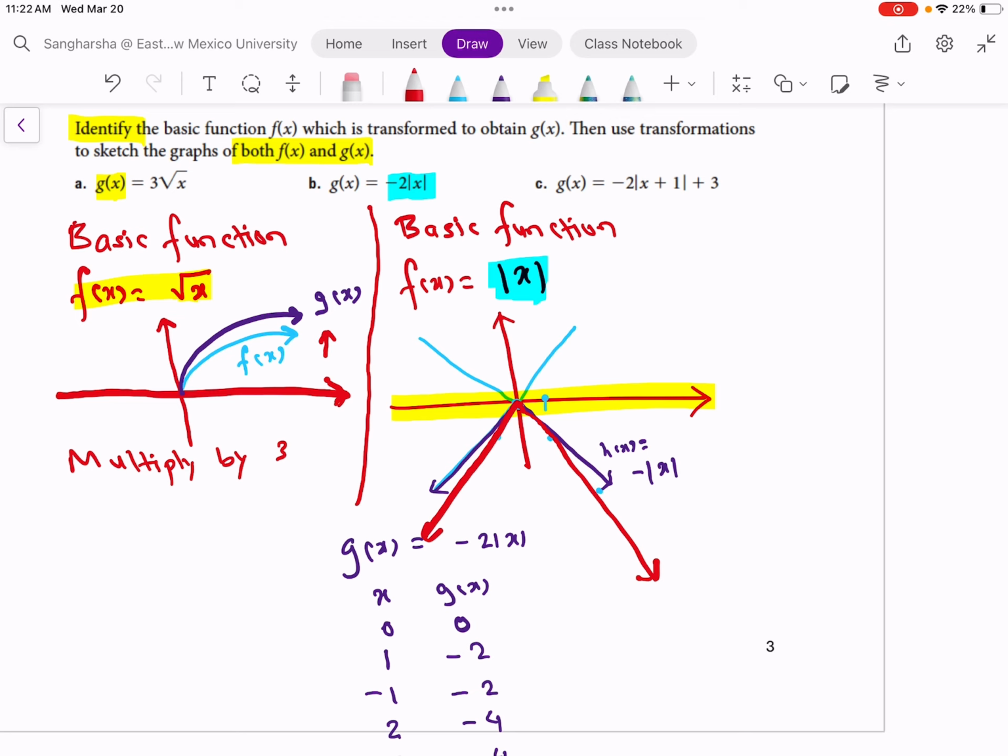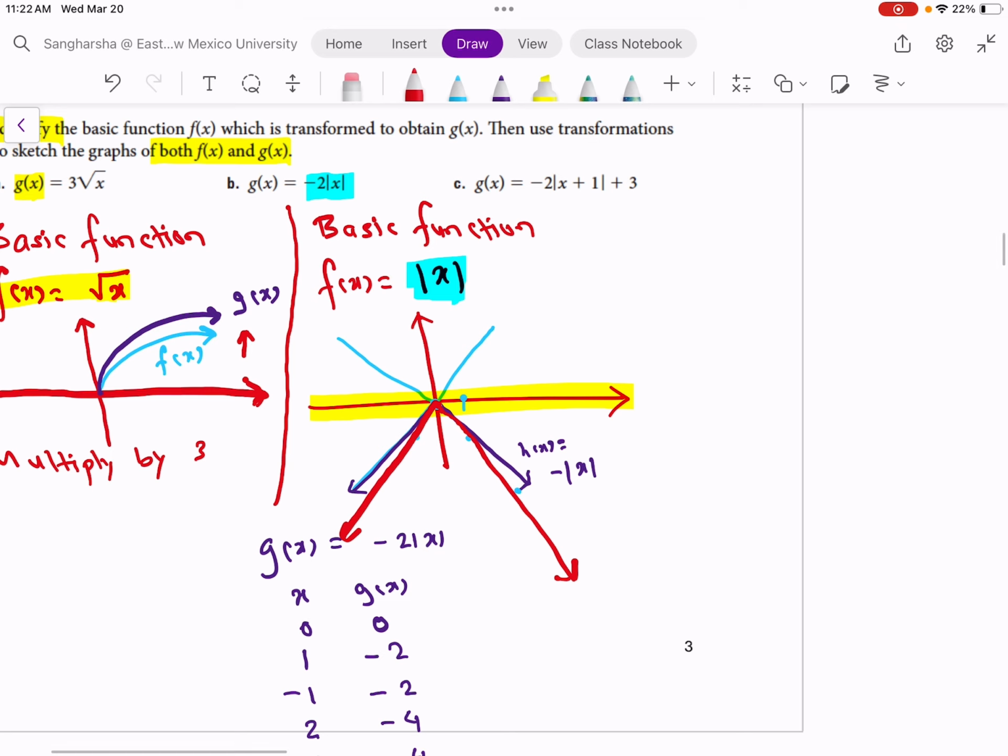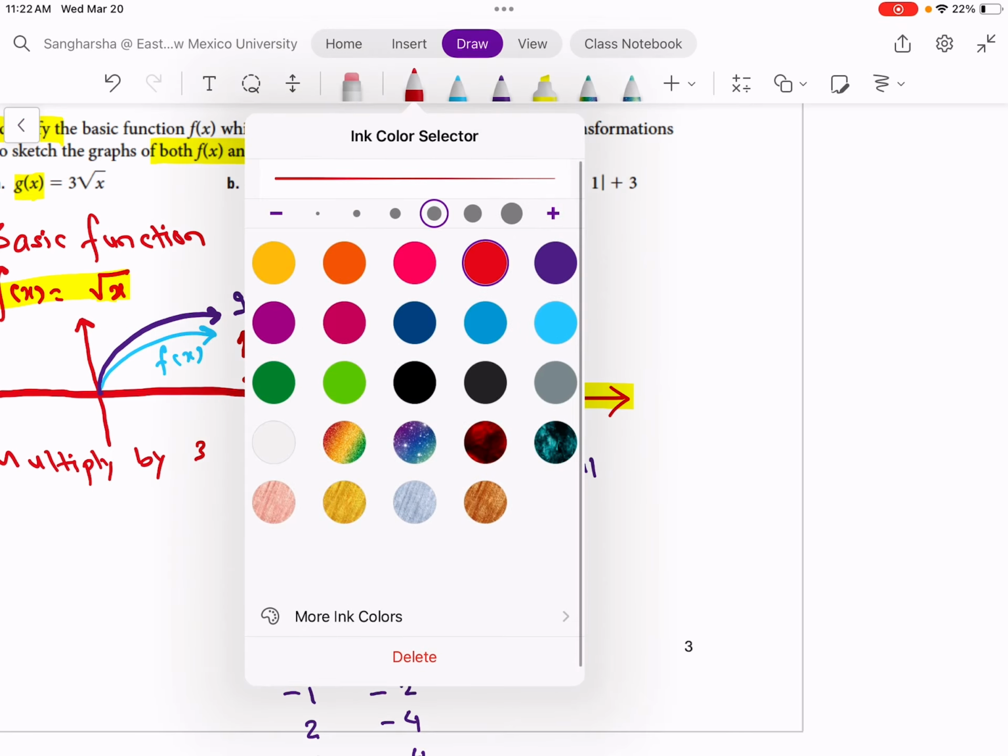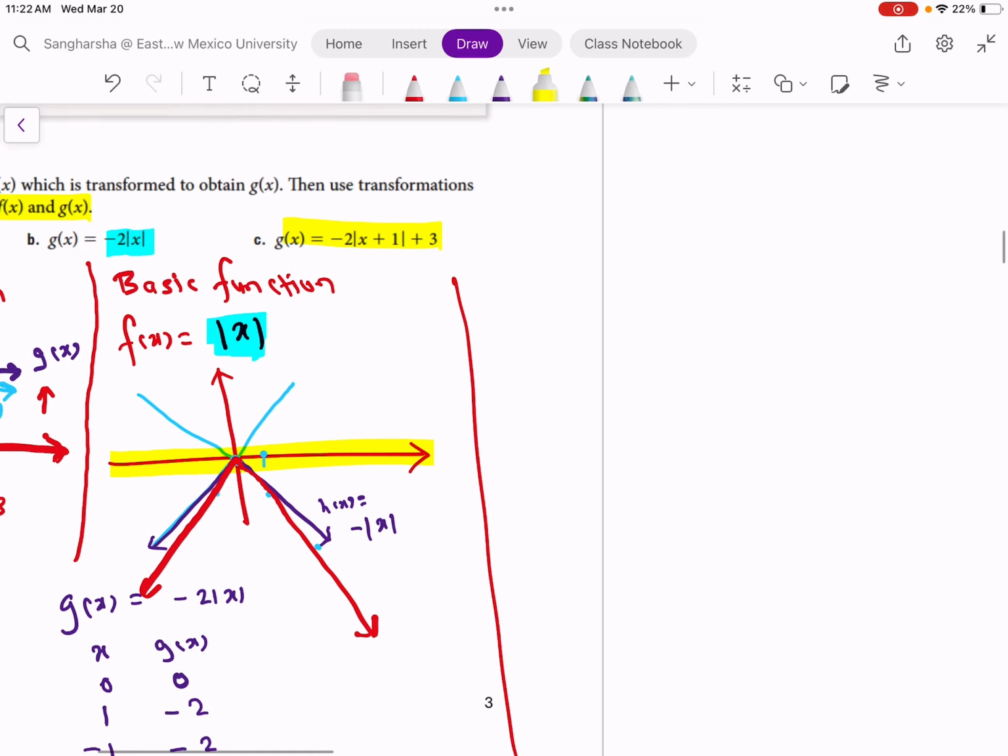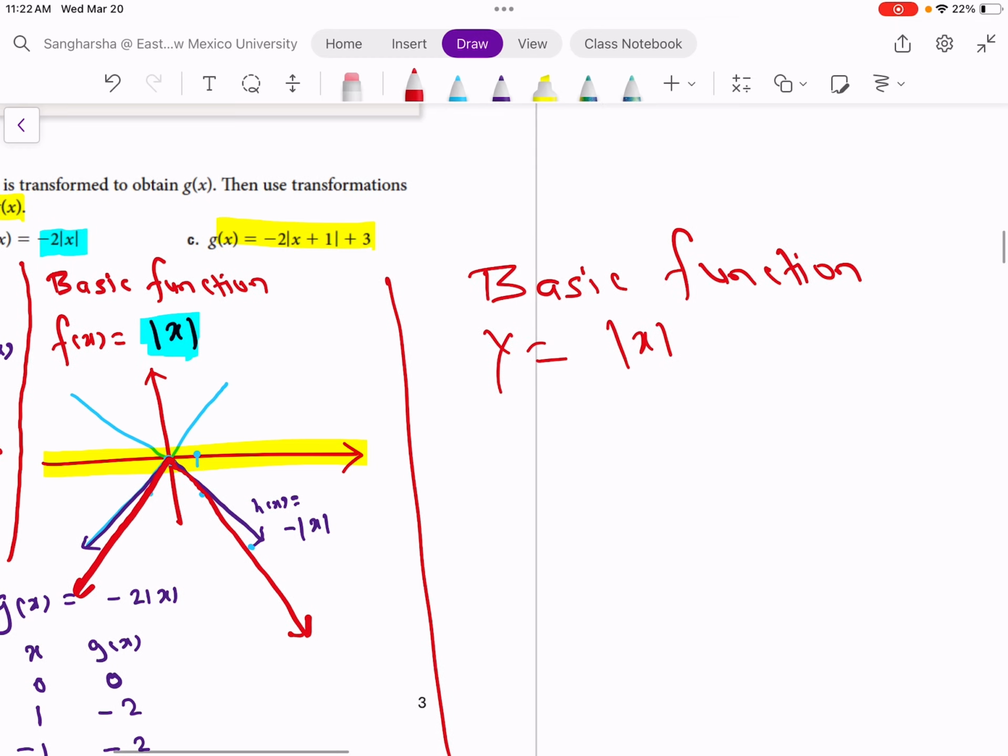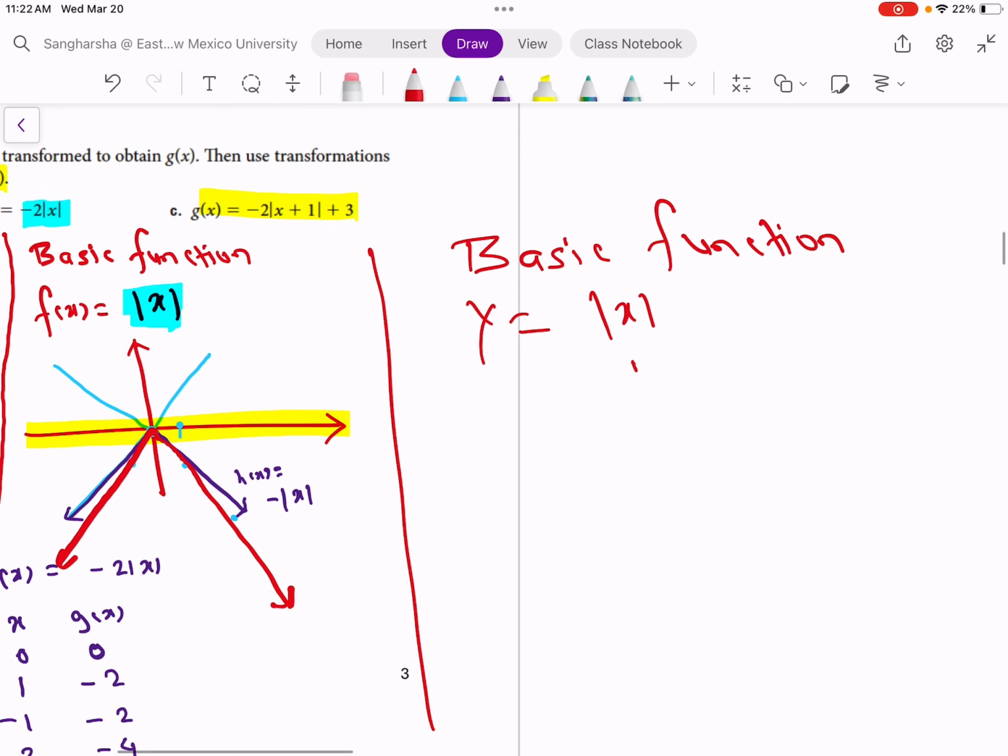Now the next one, number C, we have a function g of x. What kind of function is this? Absolute value function, right? We always start from a basic function. So our basic function is y equals absolute value of x. Now let's draw a graph for this basic function. This is the graph for the basic function.